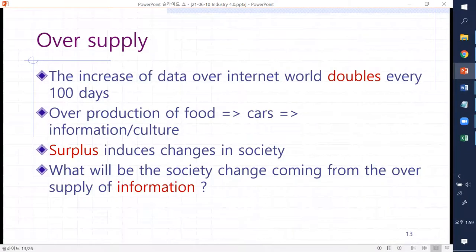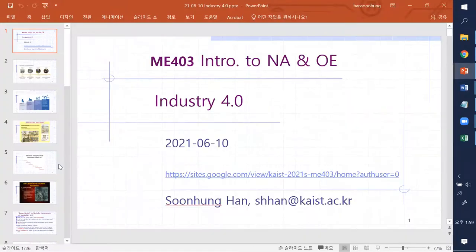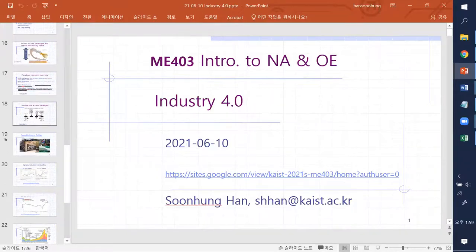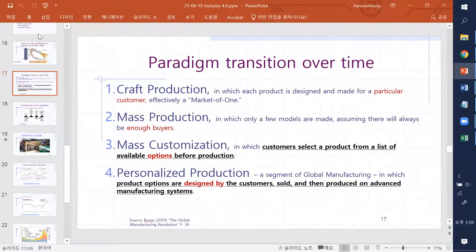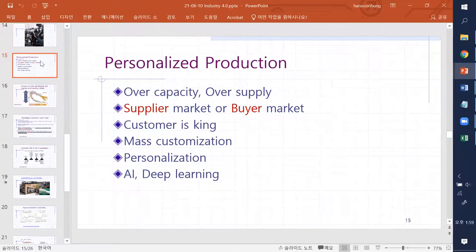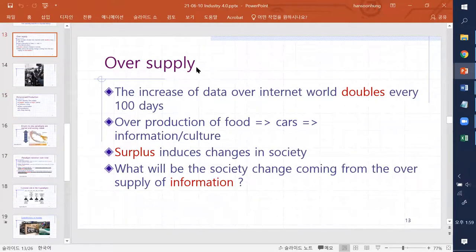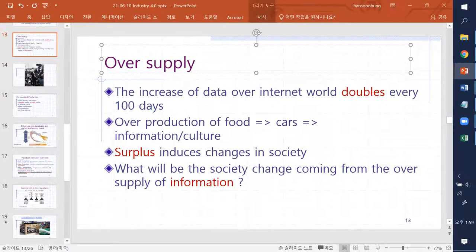Right, so oversupply or surplus. Let me show you. Surplus. Right.